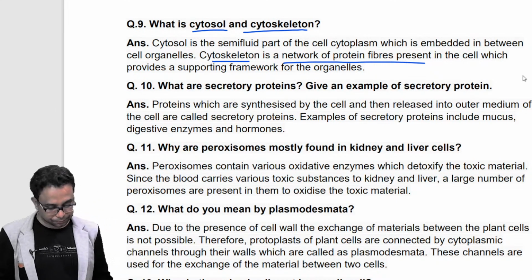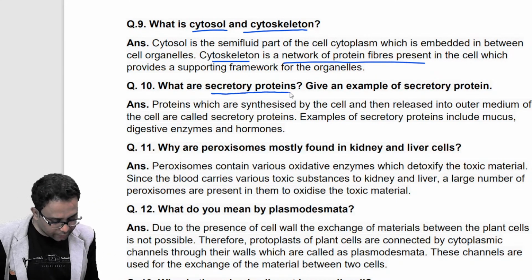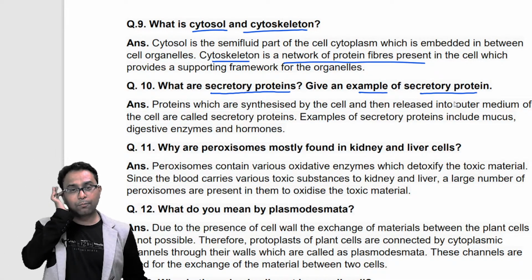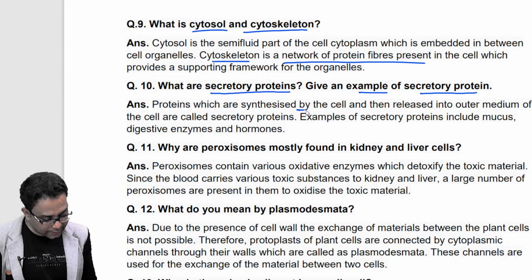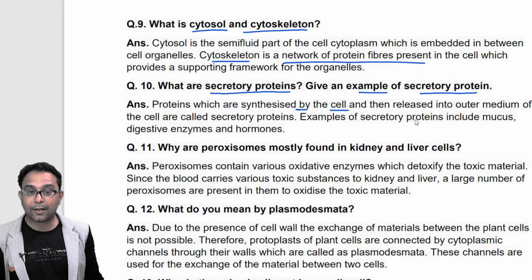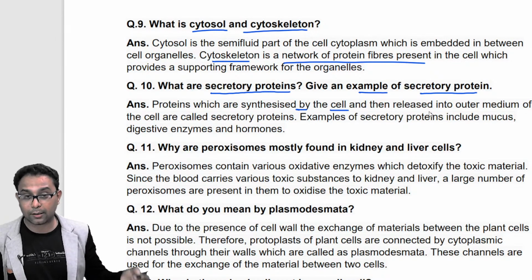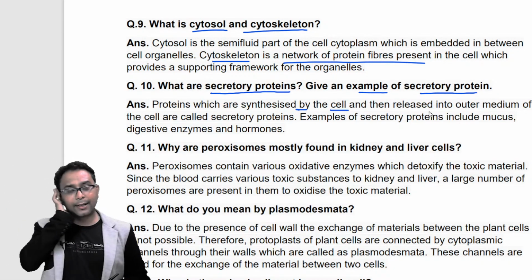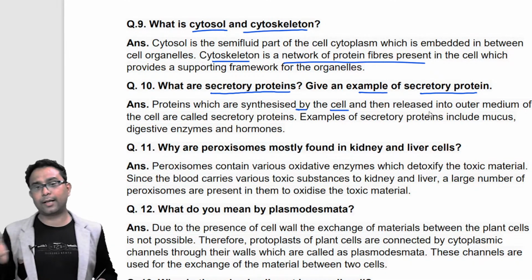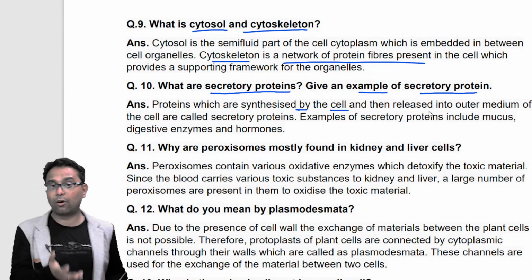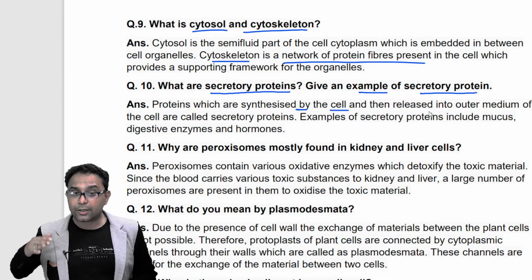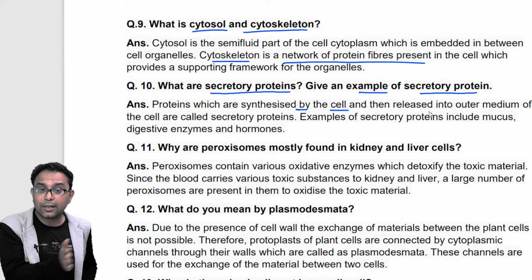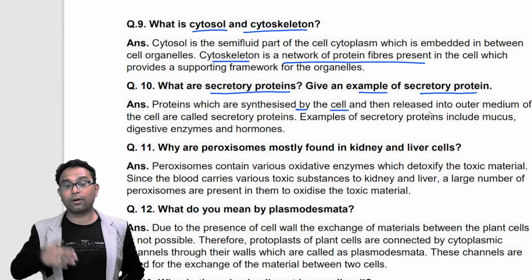Next question, what are secretory proteins? Give an example. Proteins which are synthesized by the cell and released into the outer medium of the cell are called secretory proteins. Like, you know, secretory proteins include mucus, digestive enzymes, and hormones. All are secretory proteins because they are produced inside the cell but released outside the cell for their function.